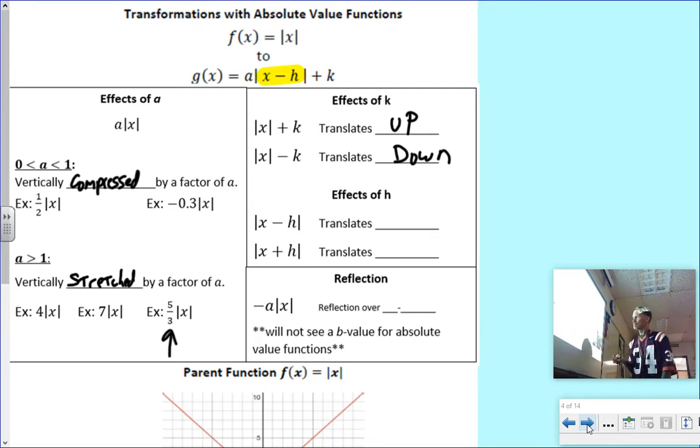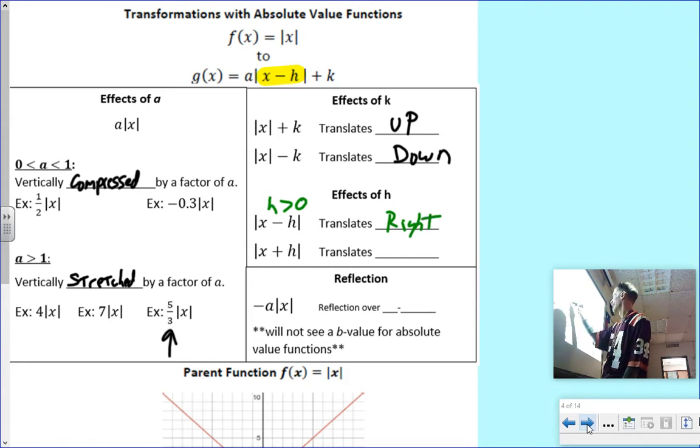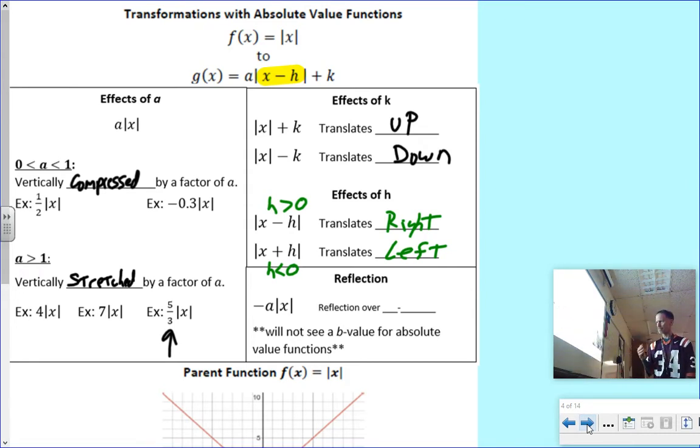And then the H value. Remember, the H is kind of backwards from what it looks like in the function, because the formula was x minus h. So when H is greater than 0, it's translating right. If you see x minus h, it's going right. And for x plus h, that means h is negative, so it's going to the left. So just remember, in the function, it changes the x value. It's backwards from what the actual h value is.